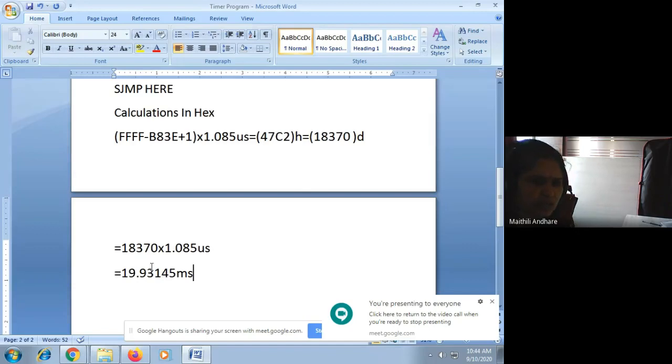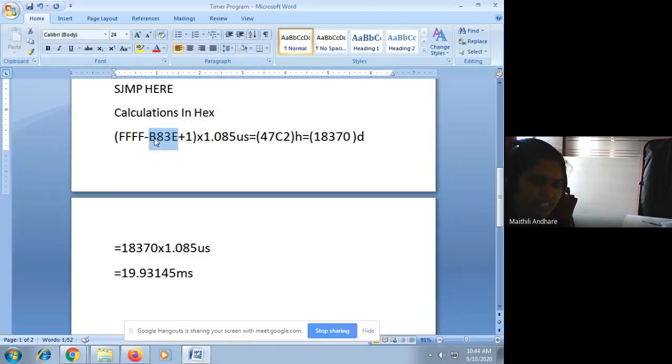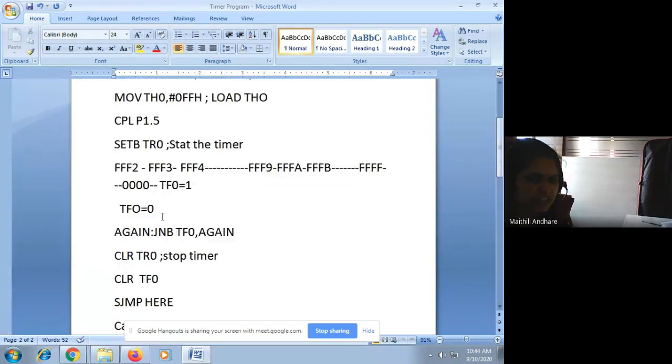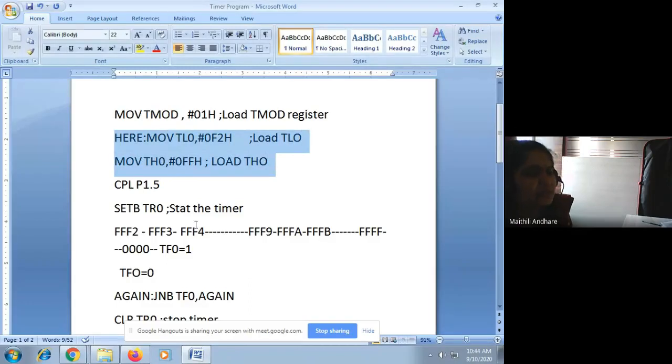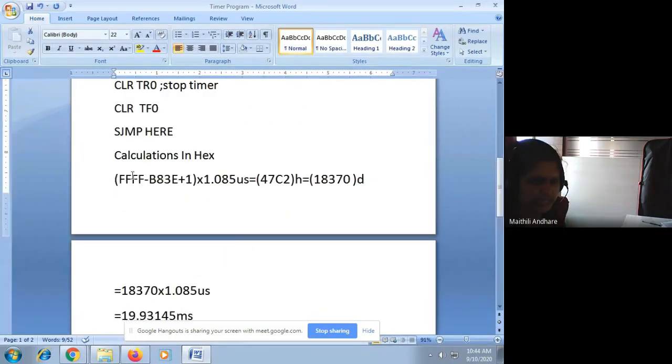What is the meaning of this 19.93 millisecond? If in the timer register you load the value B83E, by loading this value we can get a delay generation of 19.93 millisecond. Are you getting the meaning of this? What is the impact of the initial value loaded in the timer register on the timer delay calculation? Okay, so these are the calculations in hexadecimal.